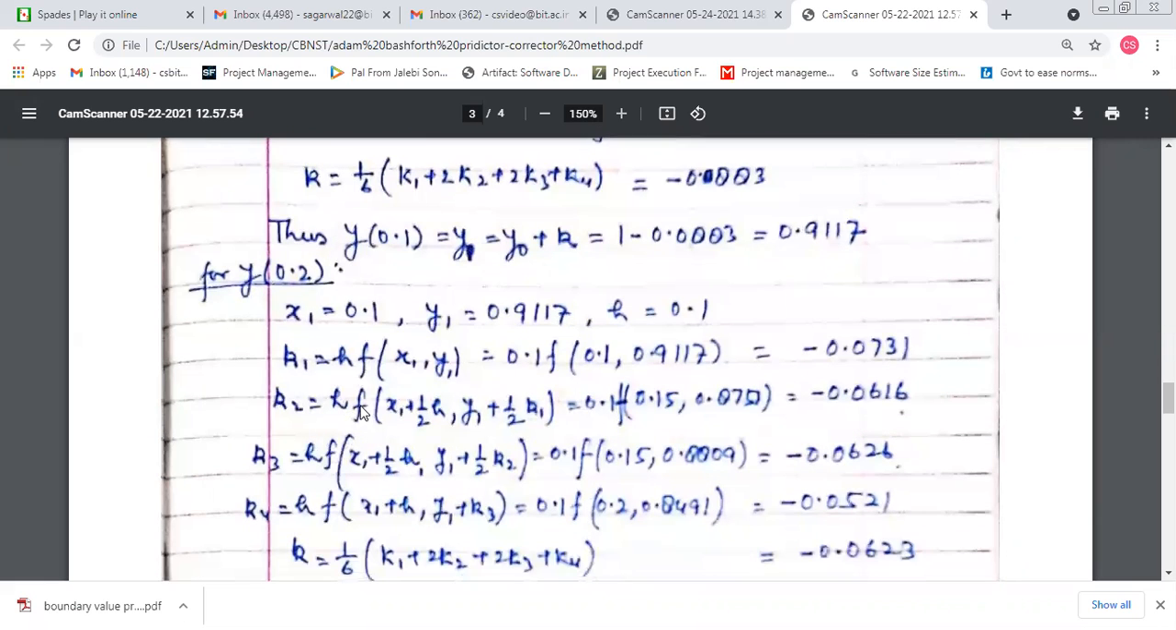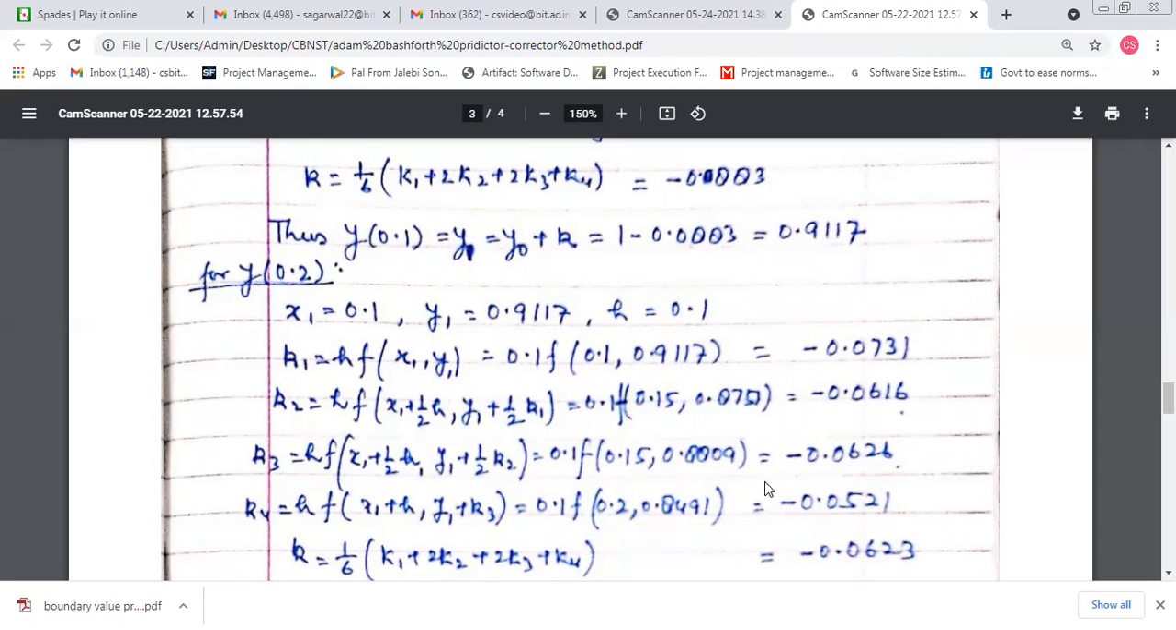Similarly, we will find out k2. k2 is equal to h f(x1 plus 1 by 2 h, y1 plus 1 by 2 k1). So we will be getting minus 0.0616. Similarly, we have to calculate k3. k3 is equal to h f(x1 plus 1 by 2 h, y1 plus 1 by 2 k2), and we will be getting this.